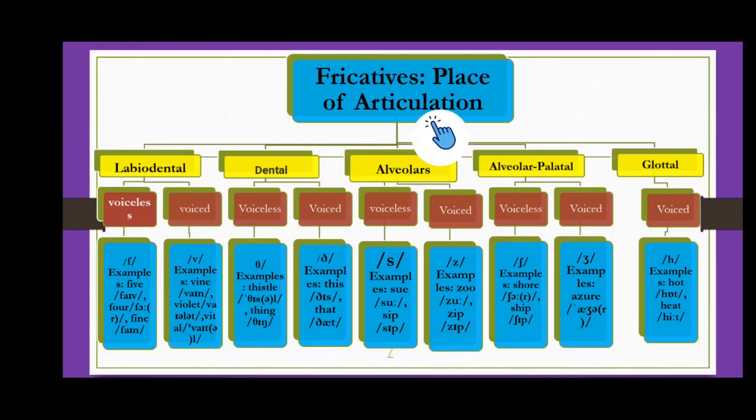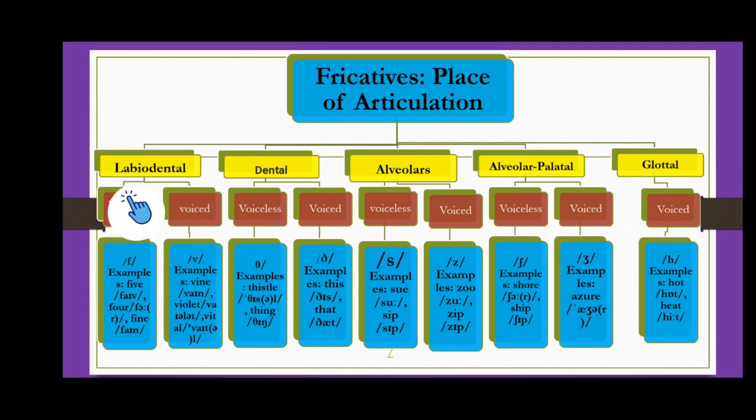Now here we have a complete description of fricative sounds. According to place of articulation, fricative sounds can be labiodental, dental, alveolar, alveolar palatal, or you can also call them post-alveolar, or glottal. Labiodental can be voiceless and voiced. Dental can be voiceless and voiced. Alveolar can be voiceless and voiced. Post-alveolar can be voiceless and voiced. And the glottal sound is only voiceless because we have only one glottal sound, and that is h.